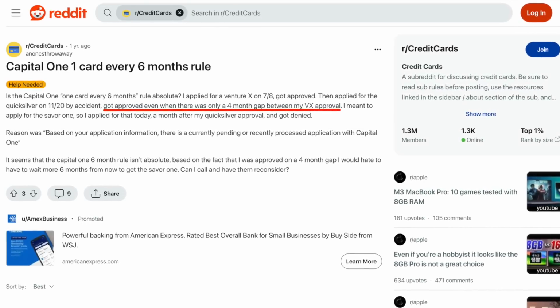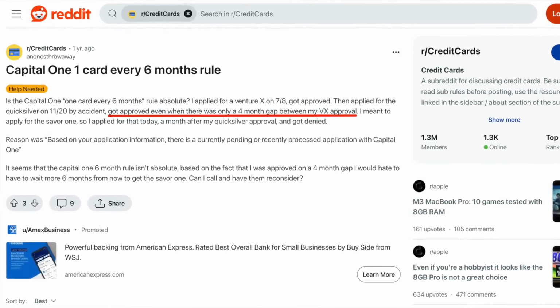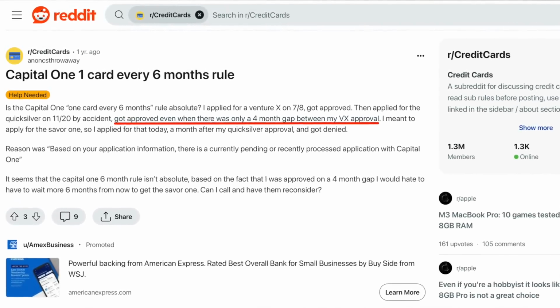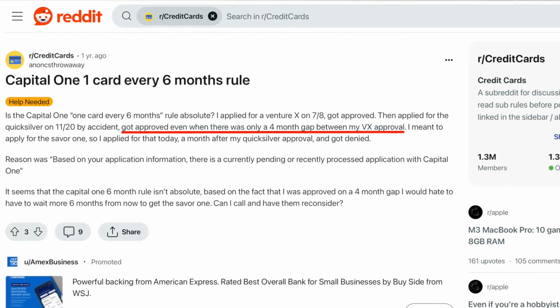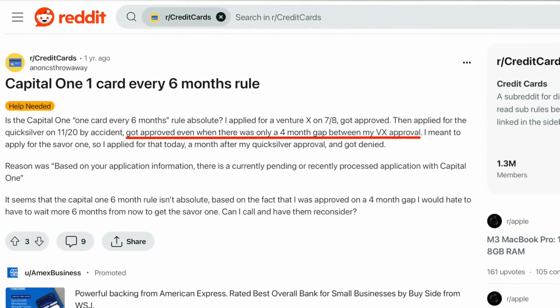But if you look online, some people have data points out there that they have gotten approved for more than one Capital One card in a 6 month or less time frame. So your mileage may vary, but just be aware that this has been talked about for a long time.